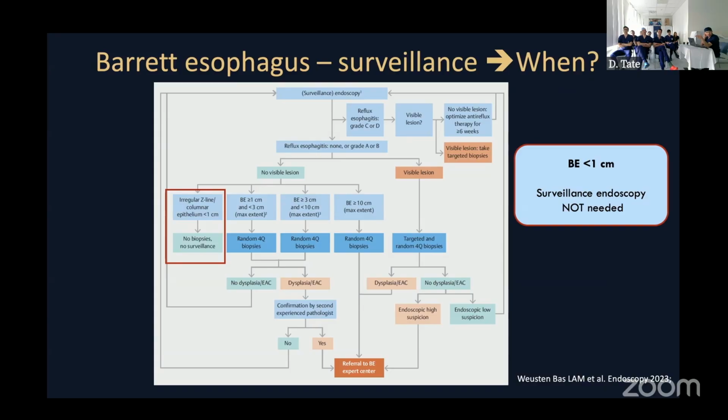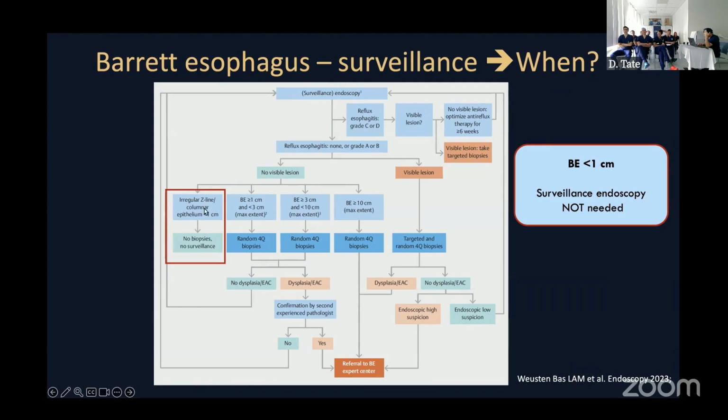I think it's a nice slide from ESGE. The most recent updated, I encourage you to read this. Prof. Weston and the other group co-authors of this, they're really into Barrett's, and I think it's a very nice document and very nicely written.